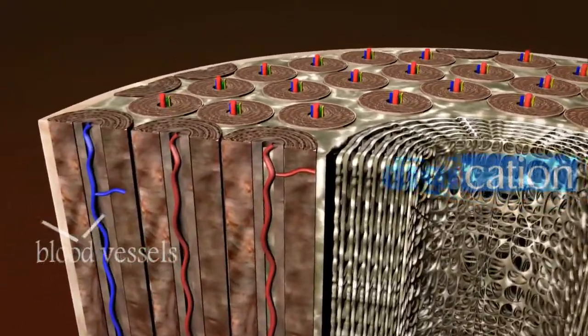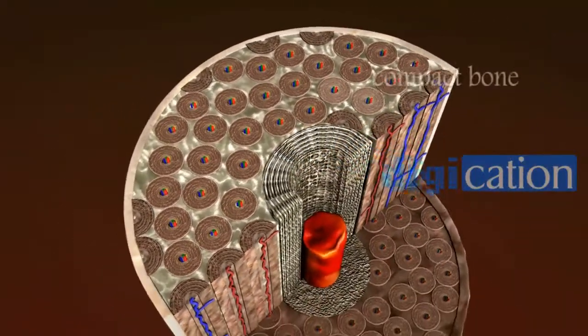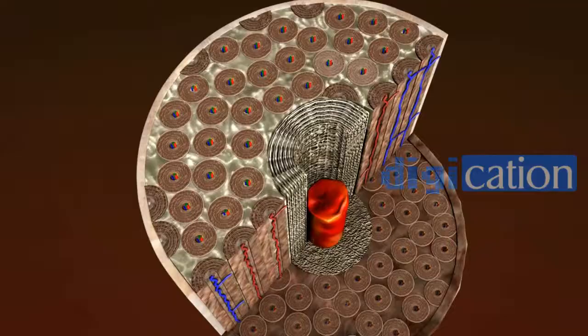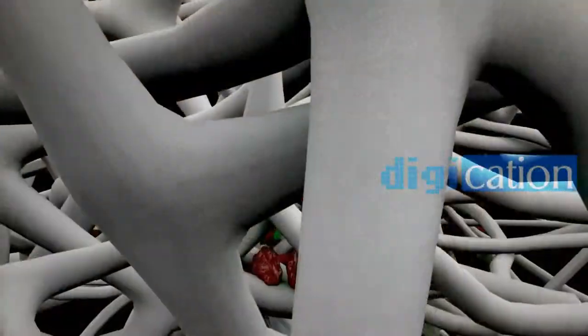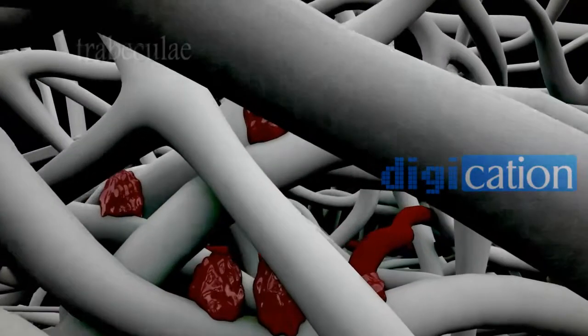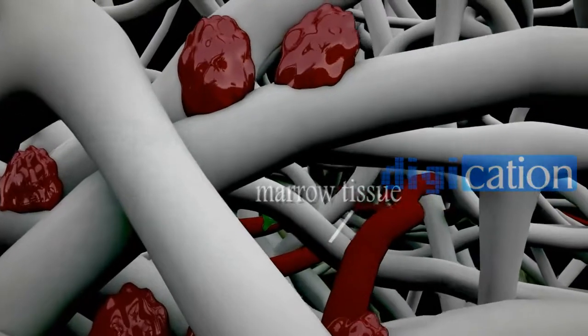In the diaphysis region, next to the periosteum is the layer of compact bone. Next to it is the spongy bone. It consists of a network of thin, interconnected bony structures called trabeculae. The spaces between these are filled with soft marrow tissue.